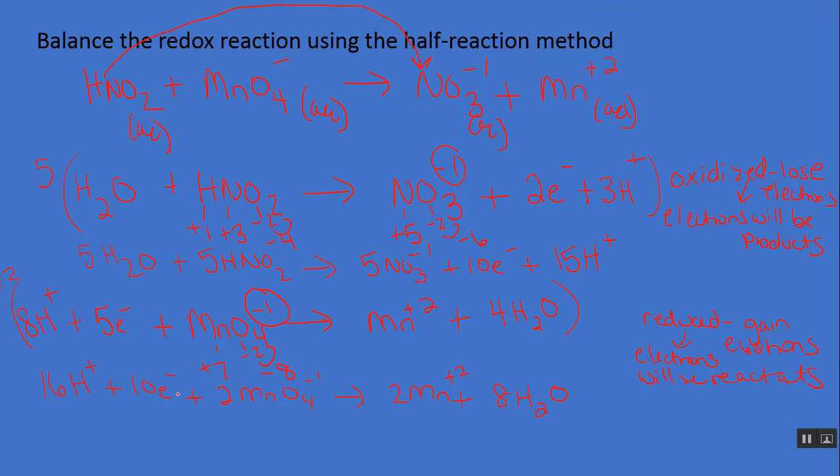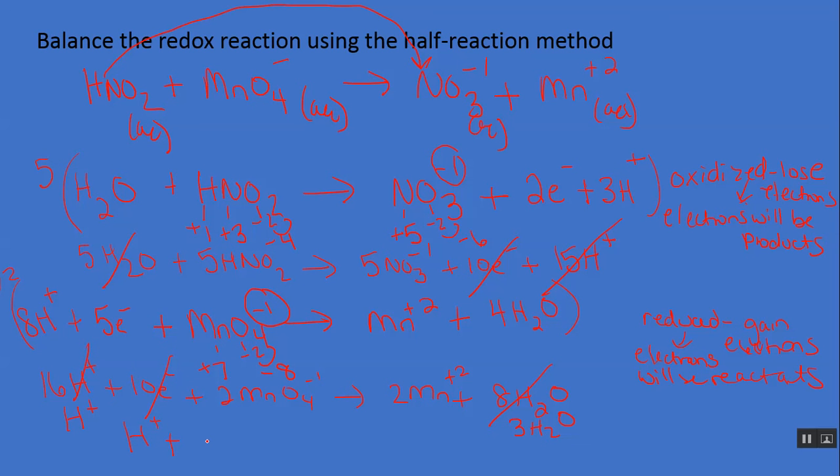Now we want to cross out anything that's the same on both sides. We call those spectators, and we're left over with our redox reaction. So obviously the electrons cancel. Next, notice we've got 16 hydrogen and 15 hydrogen, so we've got a net of 1 hydrogen. Notice 5 waters and 8 waters, so a net of 3 waters, and now we can write our balanced equation.